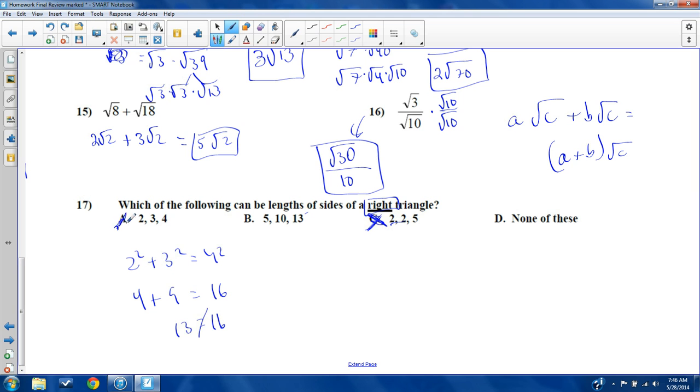This does not work. B, 5 squared plus 10 squared equals 13 squared. 25 plus 100 equals 169. I doubt that. 125 does not equal 169. So the answer is none of these. None of these make a right triangle. A and B can make triangles. C cannot make a triangle, but none of these can make right triangles.